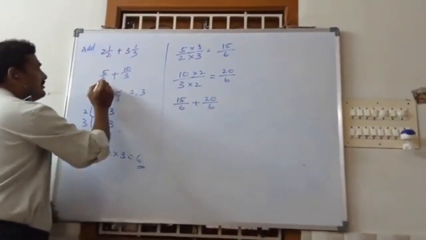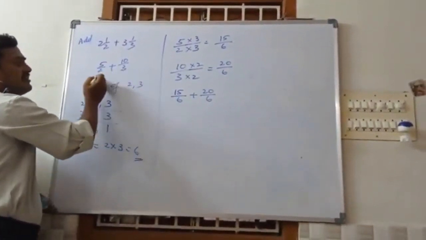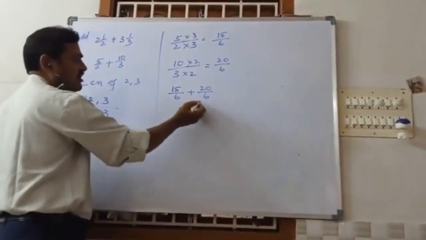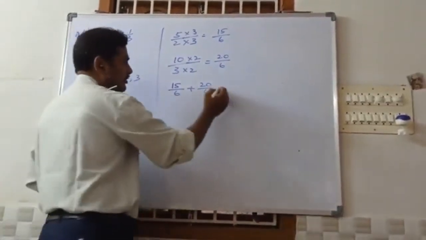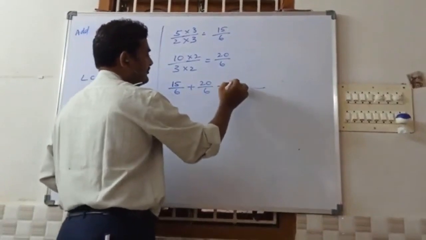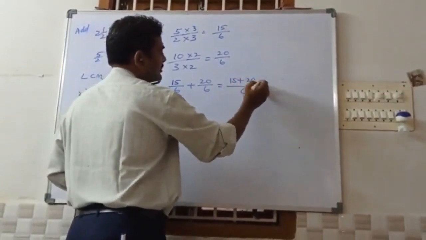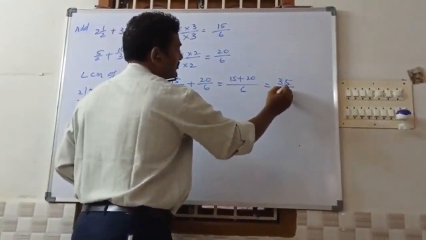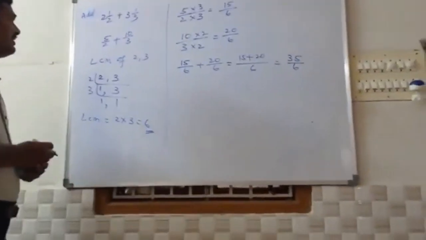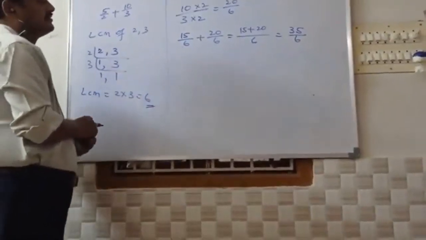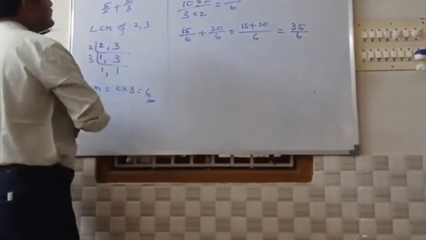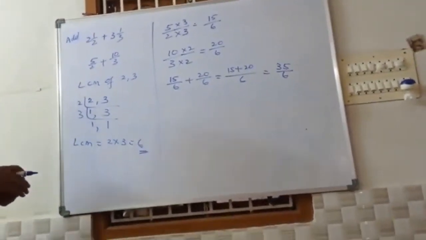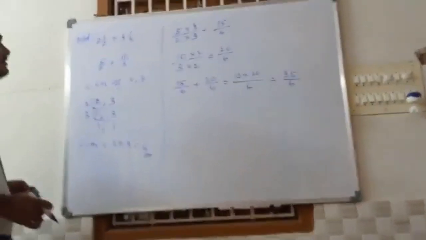Here 2 and 3 were different denominators, so these two were unlike terms. Now 6 and 6, these two are like terms. For this we can add directly: 15 plus 20 equals 35 by 6. Okay, like this we can convert.